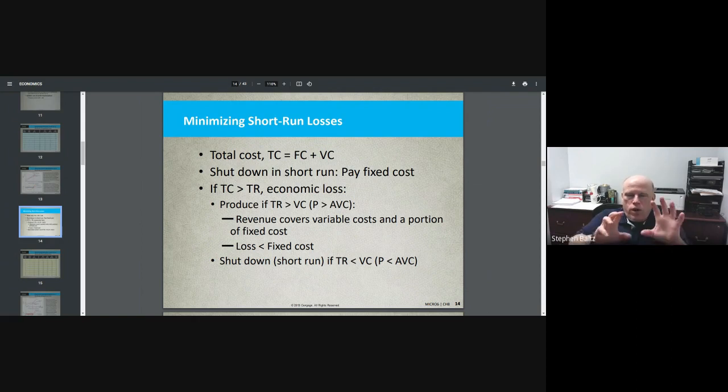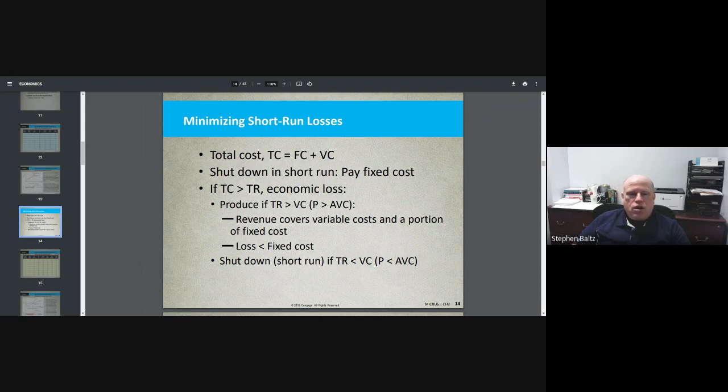But when we're faced with a loss at all levels of production, no matter how much we produce, we're going to lose money. What we have to do in the short run is determine whether we want to go ahead and produce at a loss or produce nothing. In other words, shut down temporarily.